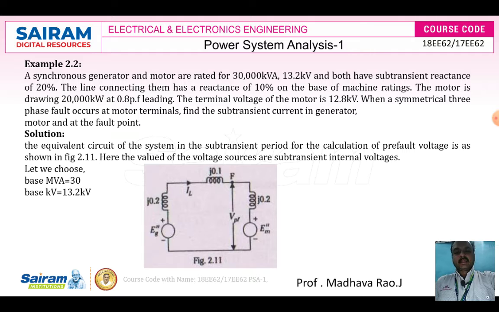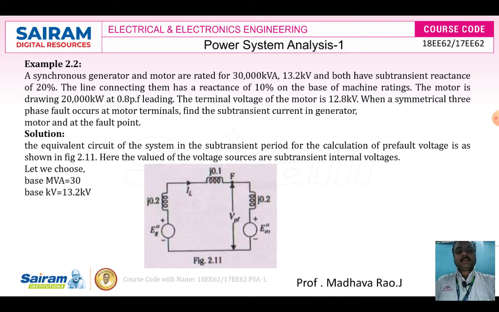In the diagram you can observe the generator connection, motor connection, line connection and fault point. Especially in this problem, the reactance values are given directly. Previously we calculated the reactance values, drew the reactance or impedance diagram, and from that calculated the fault current and the voltage at the 11 kilovolt bus. Here there is no need to calculate the reactance values, because they are given directly.